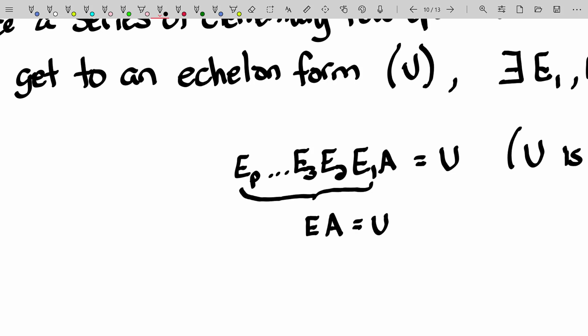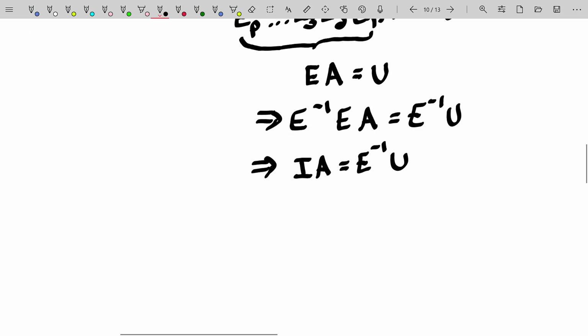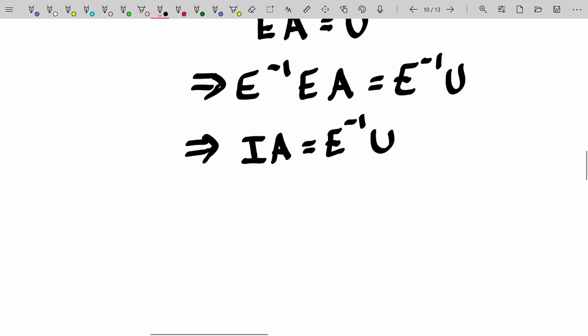And what we're going to do is multiply both sides by the inverse of E because we know that elementary matrices are invertible, and so their product is invertible as well. So that would imply that E inverse times E times A must equal E inverse times U. Now we know E inverse times E is the identity matrix because E and E inverse are inverses. And of course the identity matrix times A is just A.